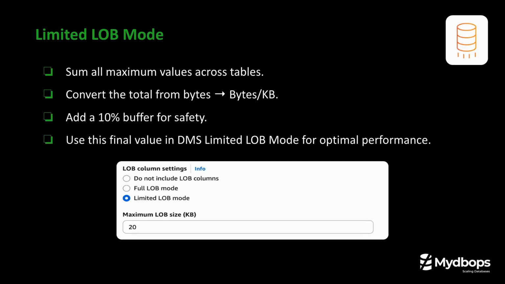After getting all the values, sum all the maximum values across all the tables, and then convert the total value from bytes to kilobytes, because DMS accepts values in KB. Add a 10% buffer for safe migrations. Finally, we will use this calculated value in the DMS limited LOB mode to ensure large objects are migrated effectively without slowing down the full load.